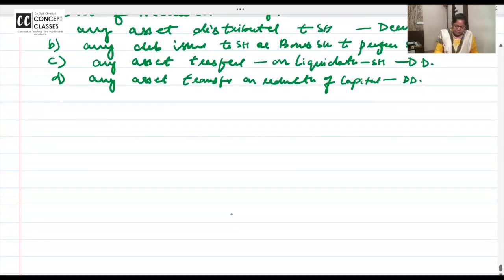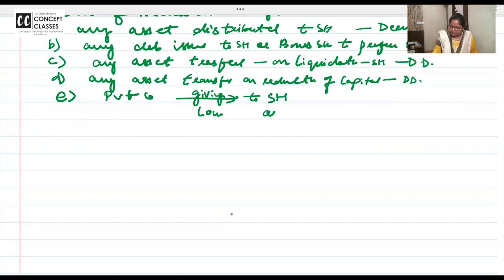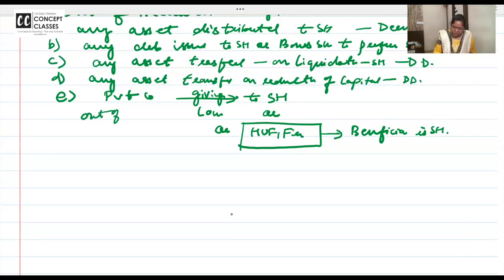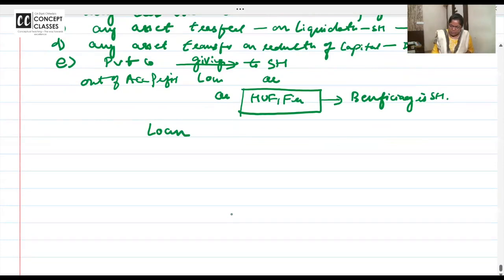And the last one is a closely held company. A private company giving loan to shareholder, or to an HUF or firm where the beneficiary is a shareholder. Private company, out of accumulated profit, not transferring the accumulated profit, just giving loan to the shareholder, or giving loan to a third party HUF or firm where the beneficiary is a shareholder. Then this loan is equal to deemed dividend.